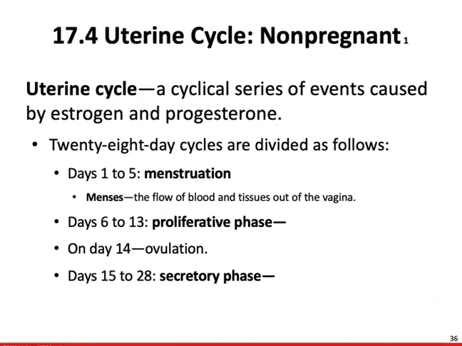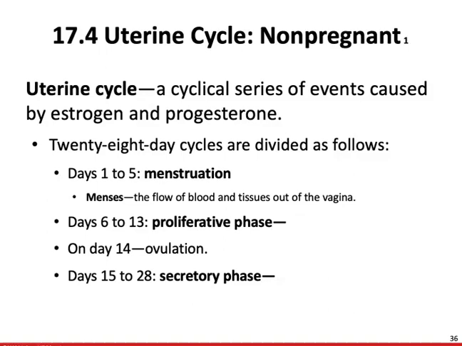All right, so we've talked about the ovarian cycle. Now we're going to mention the uterine cycle. The uterine cycle is going to be a cyclical series of events caused by estrogen and progesterone. This is also going to be a 28-day cycle that's going to be divided into a couple of key characteristics.